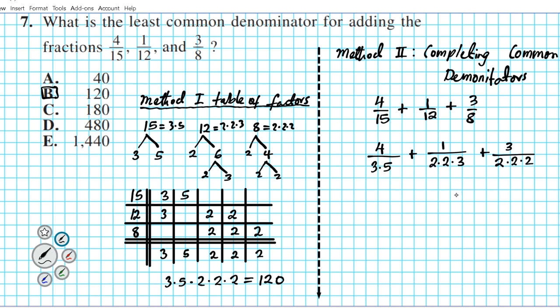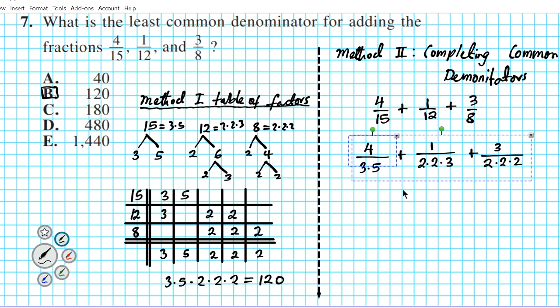Okay. All right. So now this is how the process works. We're going to try and make all the denominators identical. All right. But the rule is whatever change you make to the denominator, you have to apply that to the numerator also. All right. So what we're going to do is we're going to look at the denominators and try and make sure that they're all identical. Okay.